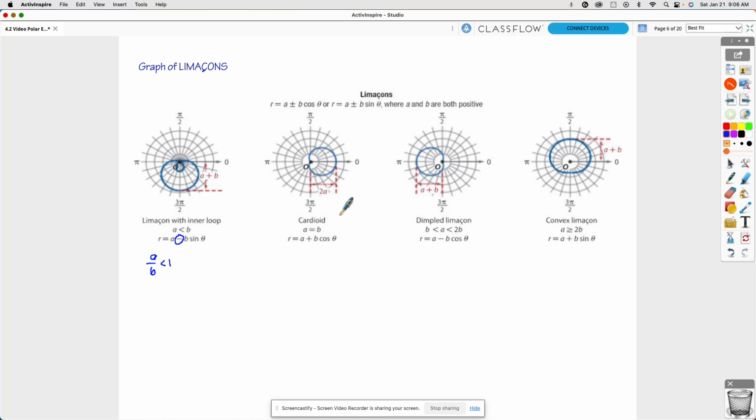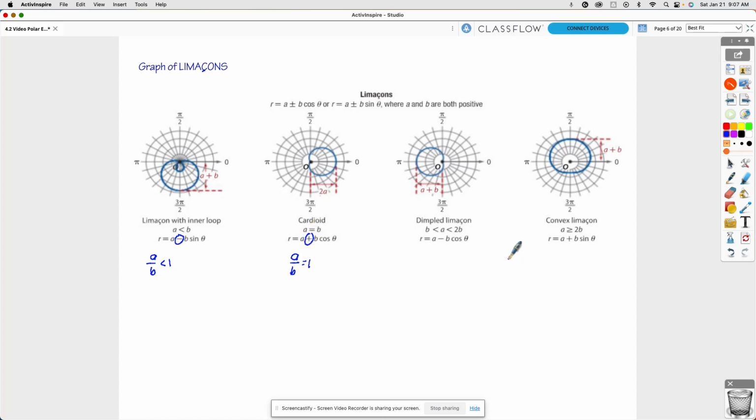All right, this second example is a cardioid. It looks like the shape of a heart. This happens if A is equal to B, or if A over B is equal to 1. This is an example of a limaçon whose equation is a plus b cosine theta. Since it's cosine, it's symmetric with respect to the horizontal axis, and it's on the right side because this is positive.